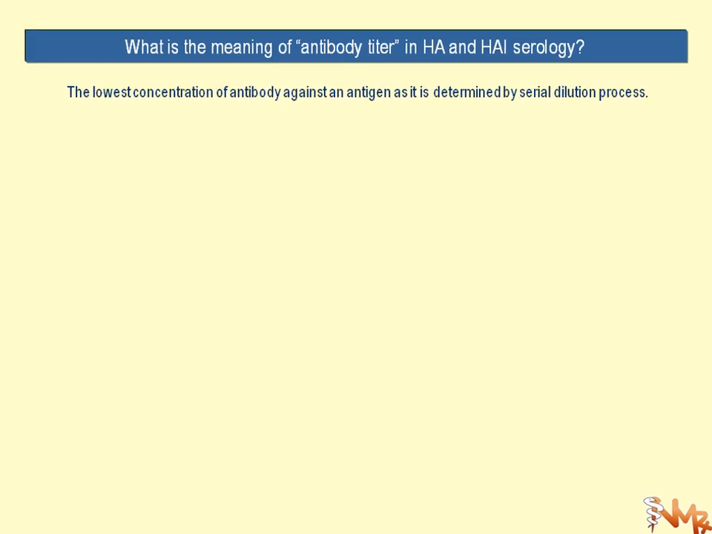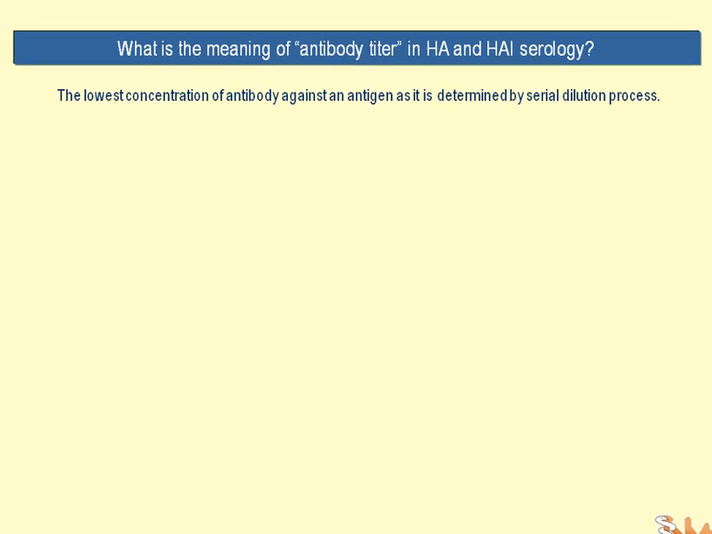So what is the meaning of antibody titer in hemagglutination and hemagglutination inhibition tests? This means the lowest concentration of the antibody against an antigen as it is determined by serial dilution process.